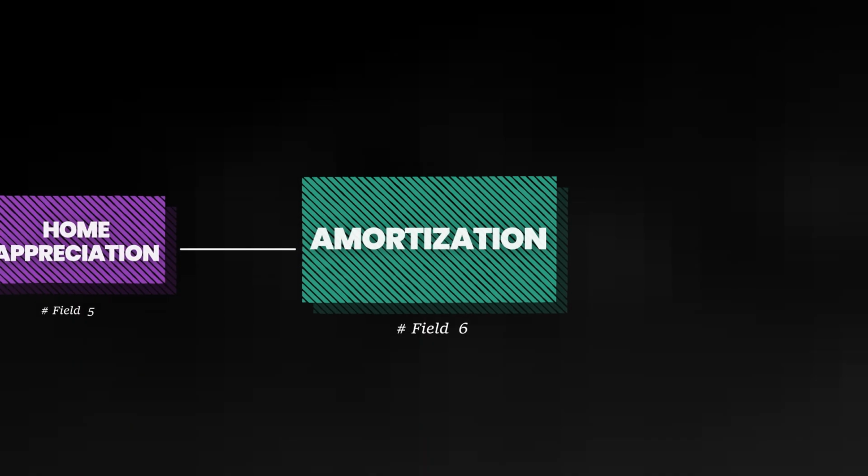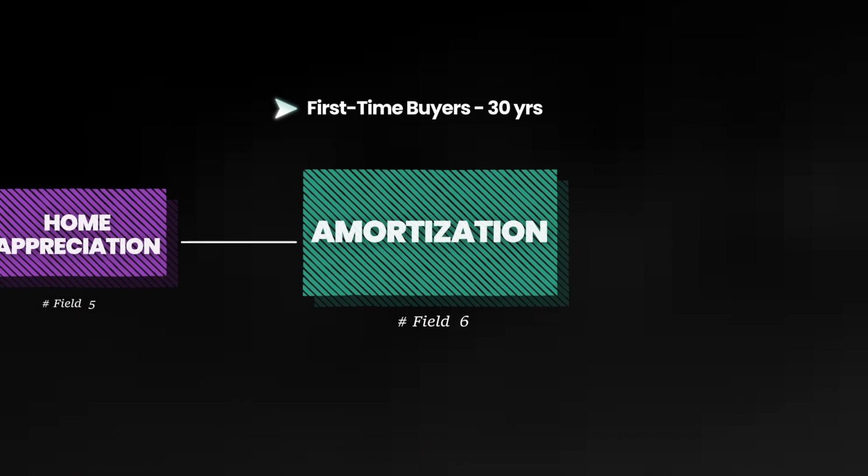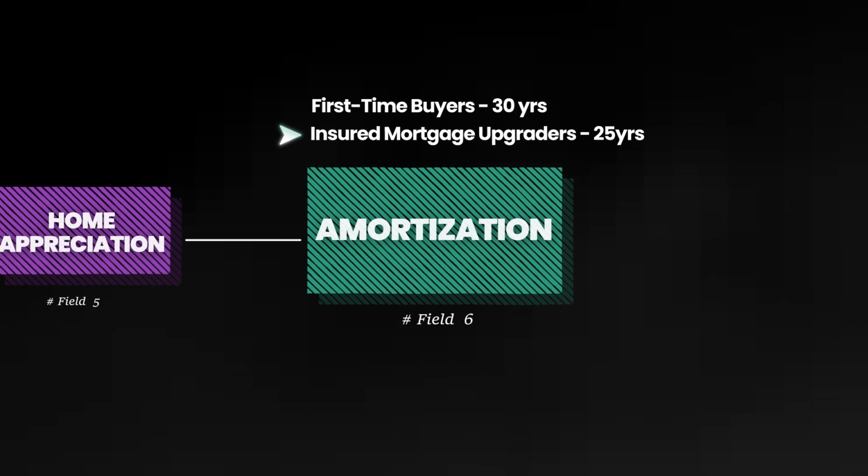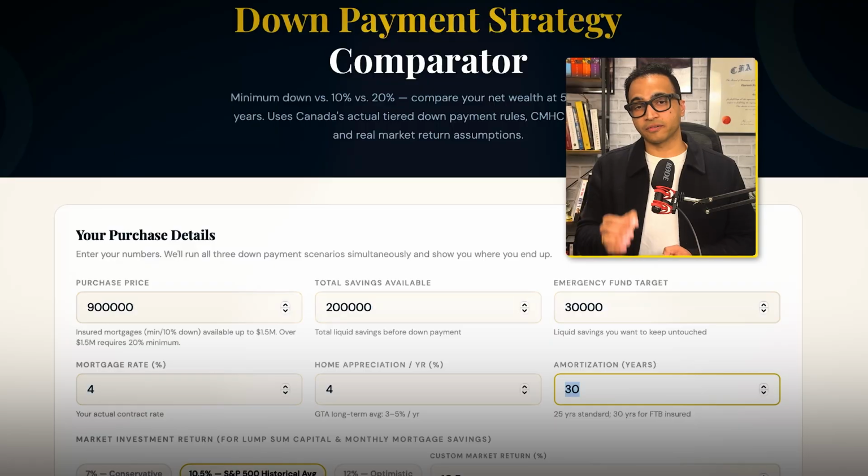Amortization is how long your mortgage runs. If you're a first-time buyer, you qualify for 30 years. If you are upgrading using an insured mortgage, then it would be 25 years for you. Use whatever applies to you.